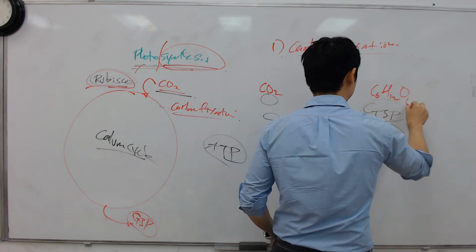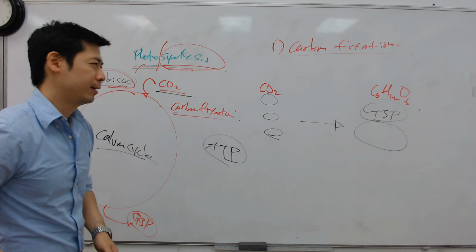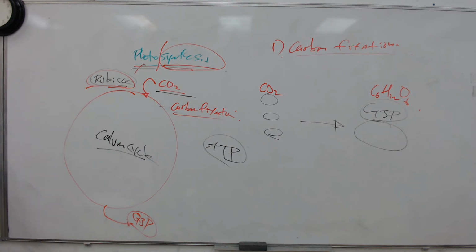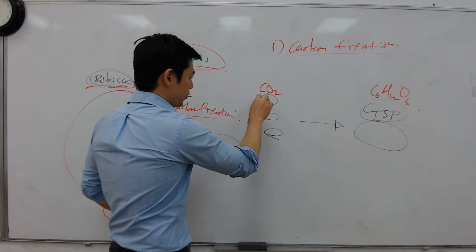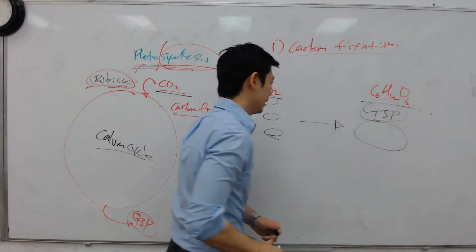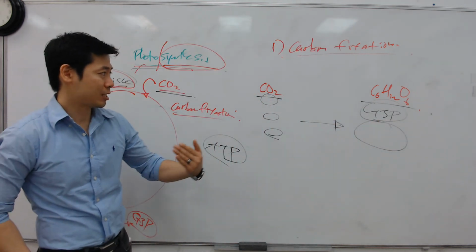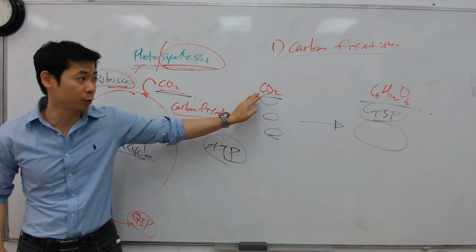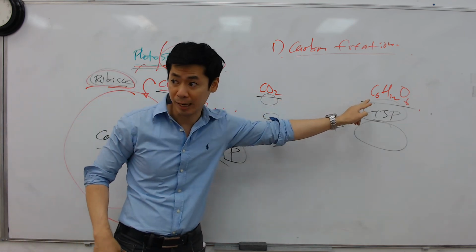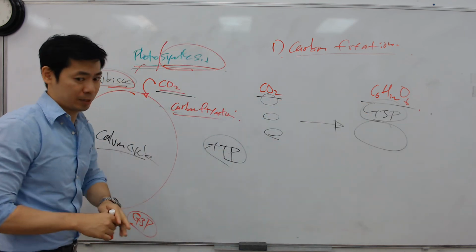C6H12O6. Okay. I cannot teach you guys chem here, but a lot of you guys came from AP Chem right now. So if you calculate the oxidation state of the carbon in the CO2 versus the carbon over there, again, a lot of you guys come from AP Chem, right?